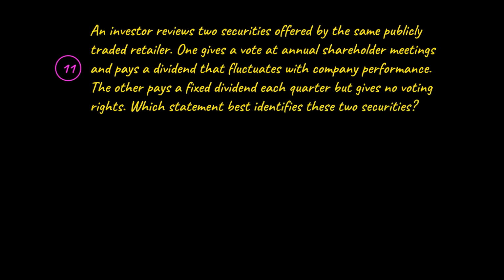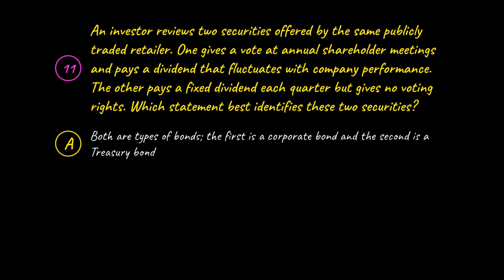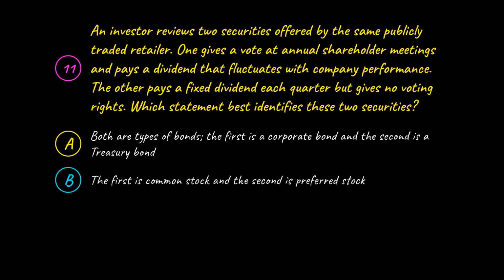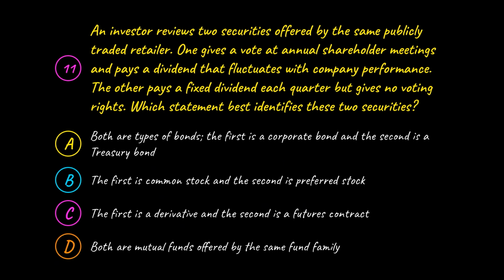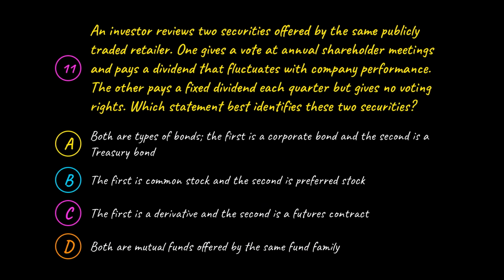Your options are: A. Both are types of bonds. The first is a corporate bond and the second is a treasury bond. B. The first is common stock and the second is preferred stock. C. The first is a derivative and the second is a futures contract. D. Both are mutual funds offered by the same fund family. Before I reveal it, which one do you think is right?